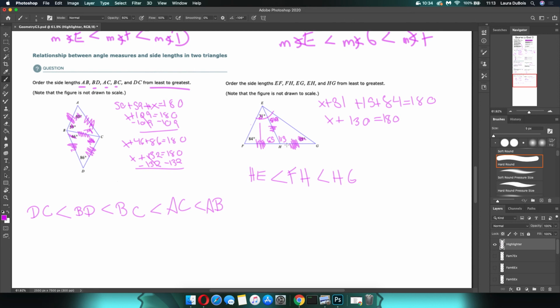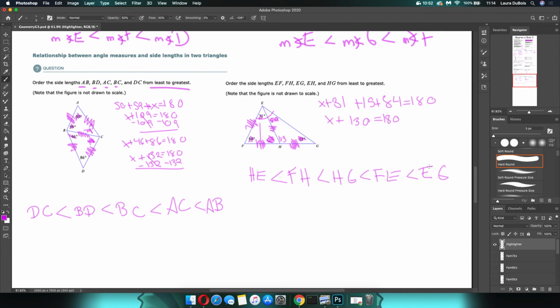Then what's bigger? 65, which is FE. So that side's taken care of. And then 84 we already did because that side's been taken care of. So all that's left is EG. And that's how this is done.